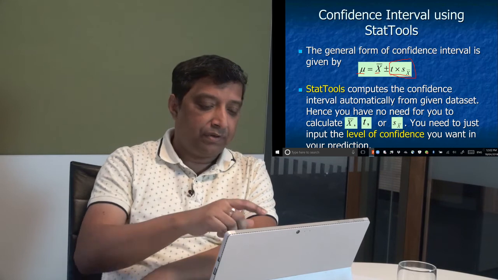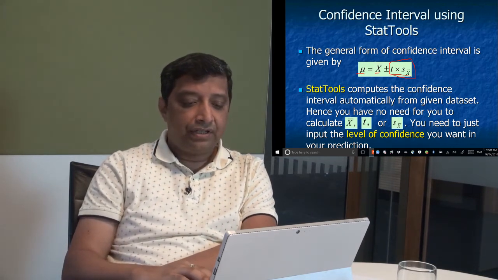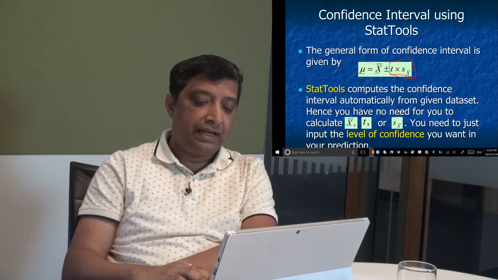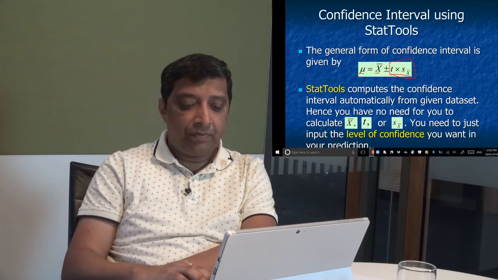That's the number of standard errors you're away from the population mean. So our prediction includes this margin of error part, and again, as I discussed before, this part, the margin of error part, depends on three things.